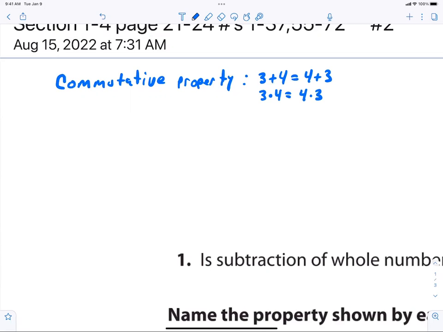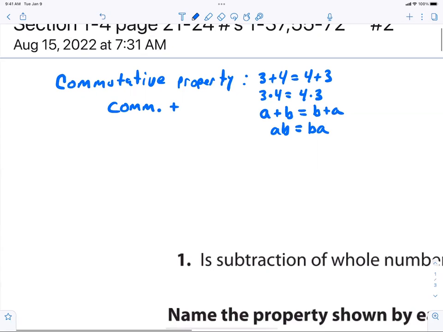Now, because we are advanced, we're not using numbers, we use letters. So underneath that, you're just going to say A plus B is equal to B plus A, or you could say AB equals BA. If you want, you can write commutative property and say addition or multiplication, with the symbols, if you're going to abbreviate. Notice how you spell commutative. It's not commune, it's commute. Commutative. Commutative property.